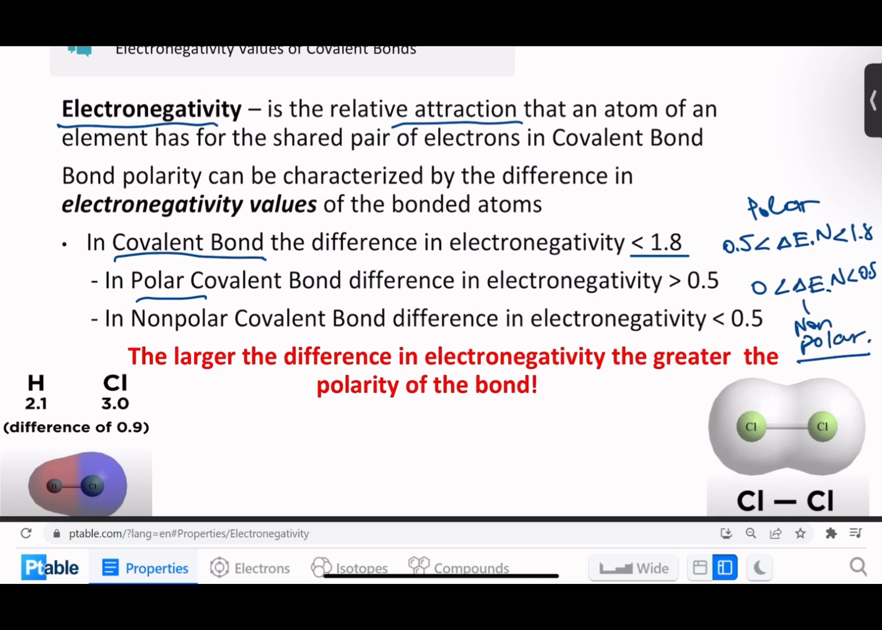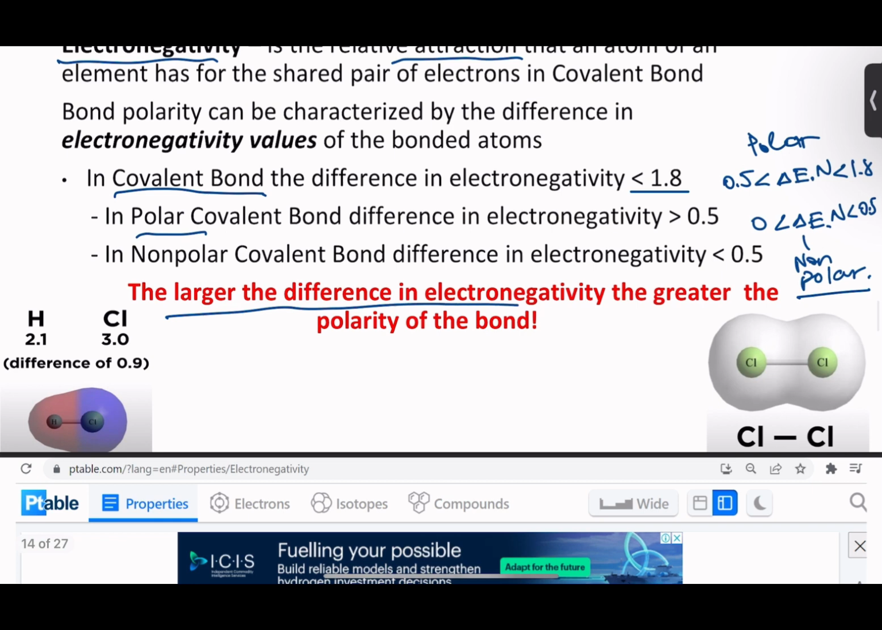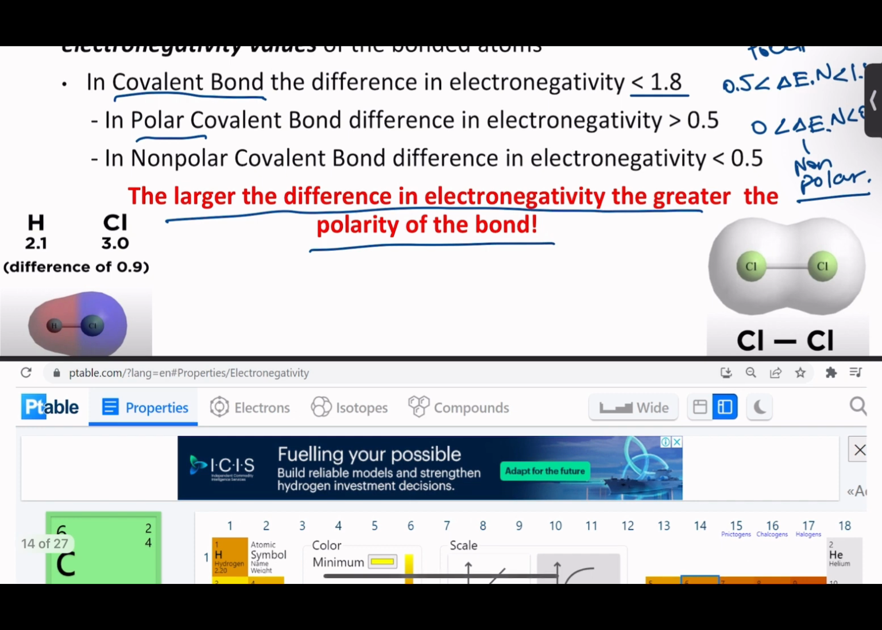And then, as you see, the larger the difference it gets, the greater the polarity of the bond. Polarity is the same thing as, you guys know that we have North Pole and South Pole in the Earth, right? So polarity means that differentiation, when you have a lot of difference.